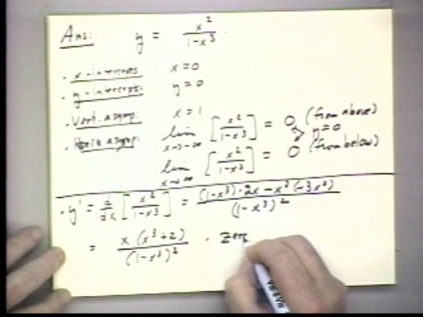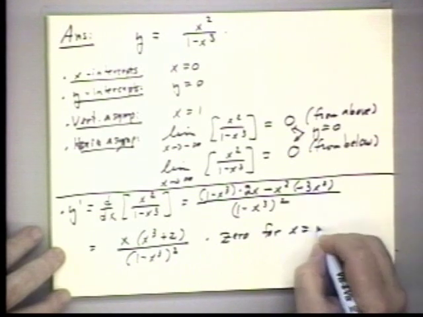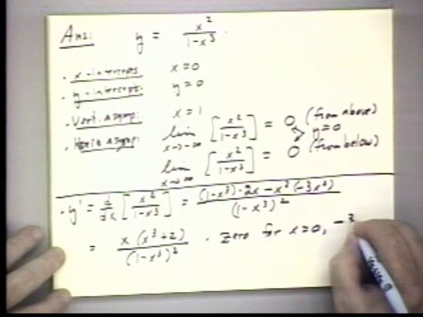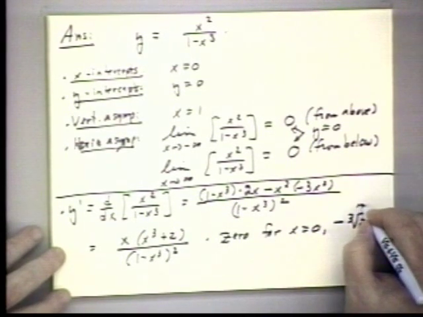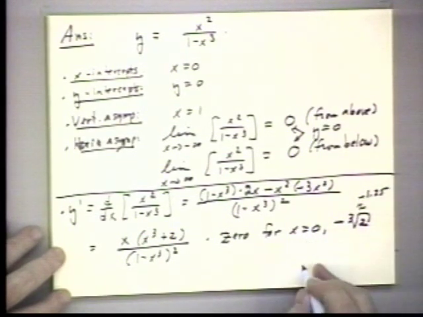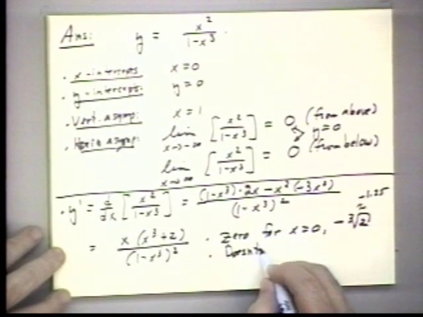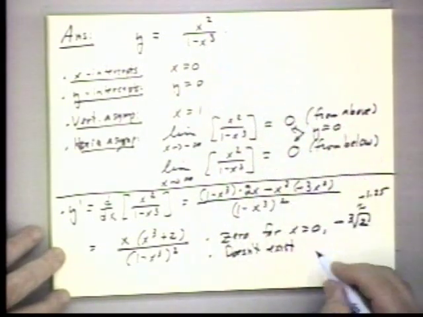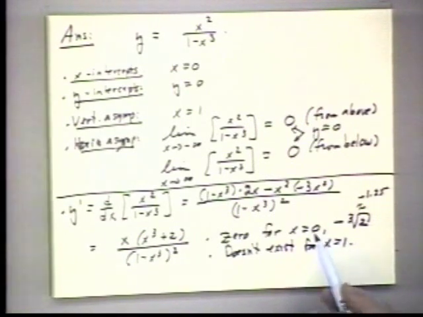This will be 0 whenever the top becomes 0. That'll certainly be true when x is equal to 0 here. And in here it'll be true when you have minus the cube root of 2. Now for later use, let me approximate that. That's about minus 1.25, so I can keep track of that. Also, I observe that, as I noticed before, this doesn't exist, as indeed the function originally doesn't exist for x equal 1, because that's division by 0.